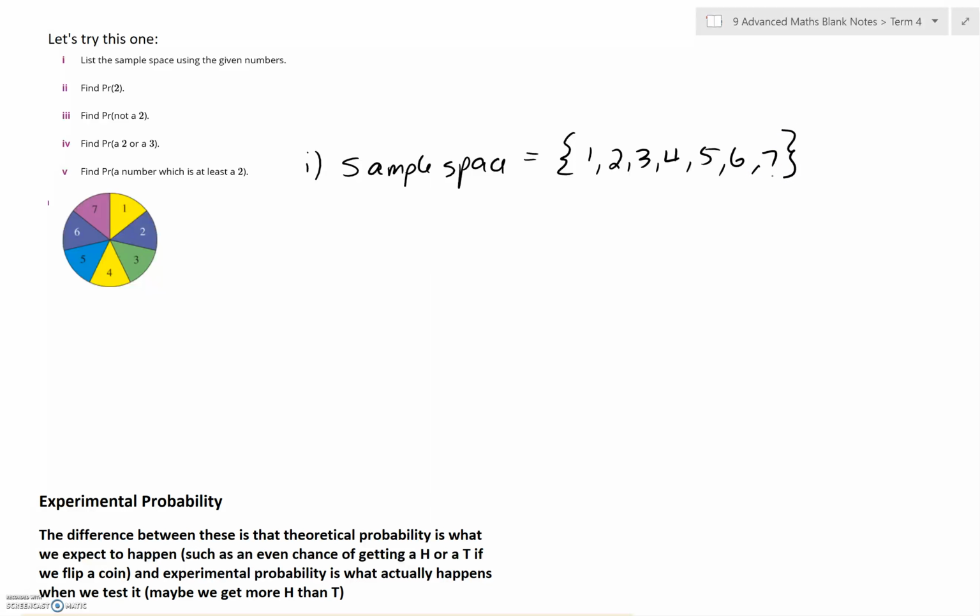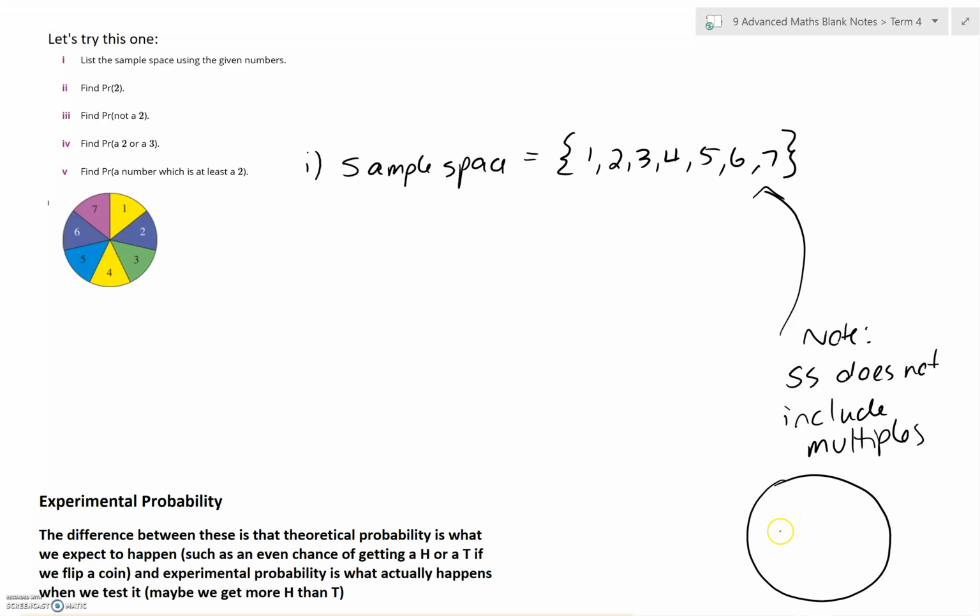Something to note for sample space. So note, sample space does not include multiples. And what that means is if you have multiples in your possible outcomes, for example, if we had one that said 1, 2, 2, 4, then our sample space here would only be 1, 2, and 4. The fact that there's 2 twos doesn't change what the possible outcomes are. It simply changes the chance of getting that possible outcome. So keep that in mind, that for sample space it doesn't matter how many times it occurs, it's just a list of the possible outcomes.